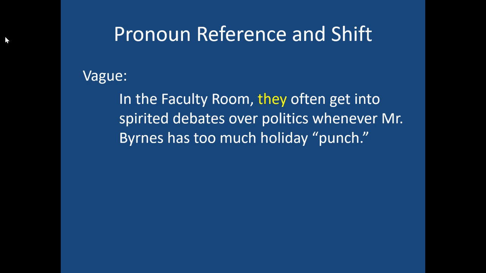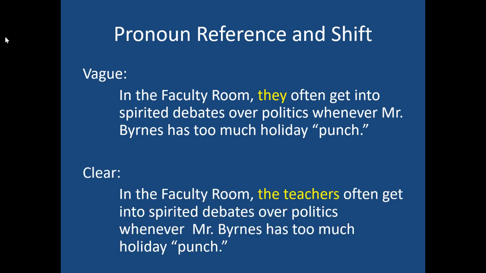Well, the problem is going to be this word "they." I'm not sure who "they" is referring to. Now, obviously, when we read a sentence like this, we're thinking, well, isn't "they" referring to the faculty? True, but in this case, faculty room and faculty are not really the same. That's just telling us the type of room that it is. So therefore, I might say something like, "In the faculty room, the teachers often get into spirited debates..." Once again, on the SAT, we'd avoid a word like "they," and we would put in a very specific answer.